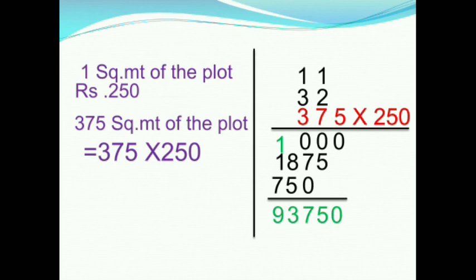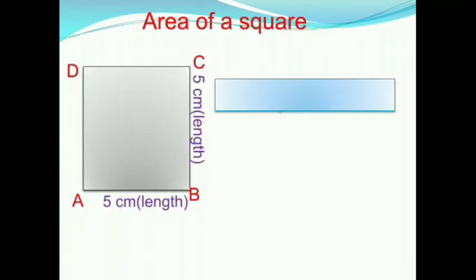Therefore, the total value of this float is 93,750 rupees. Children, now we should learn how to find the area of a square.